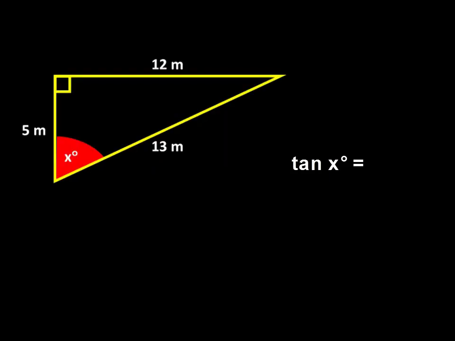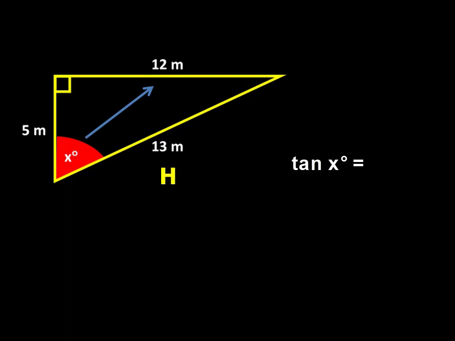In this question we want tan x. Before we can do that, we must label the three sides. The longest side is 13, and we know this is the hypotenuse, so we use letter H.